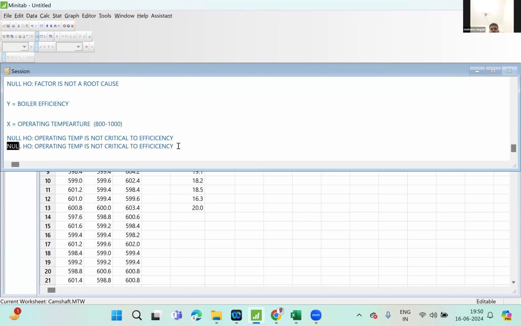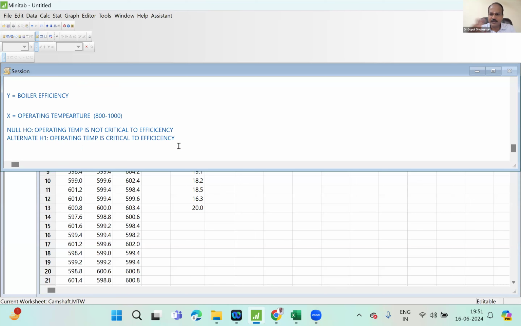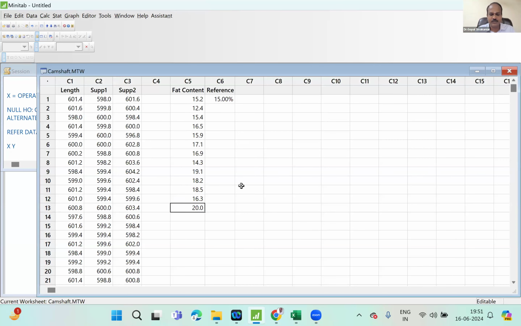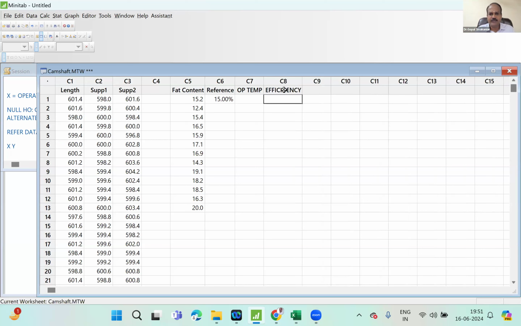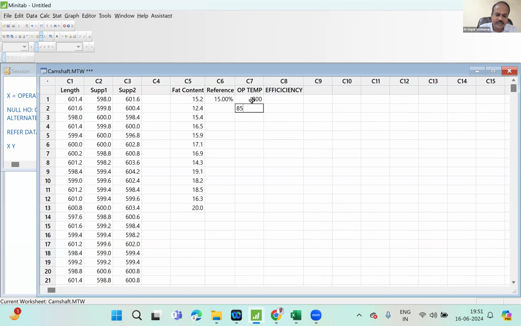So alternate: operating temperature is critical to efficiency, you remove the word not. All right. And now you have to refer to data. You will have X values, you will have Y values. Let me type something here. Operating temperature and efficiency. So operating temperature is 800, then 850, 900, 950, and 1000. You have different operating temperatures and the boiler efficiency is recorded here: 60%, 65%, 70%, 75%, and then 80%.